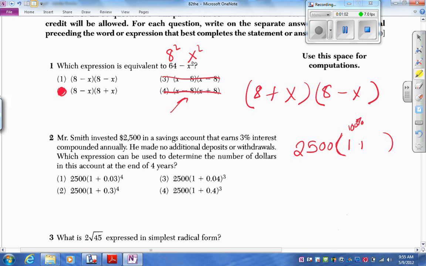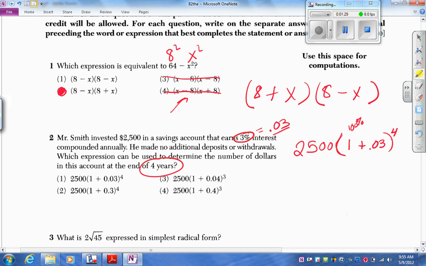We're going to add the interest rate. Well, the interest rate in this case was 3%, but it's not 3, and it's not 0.3. 3%, remember, is 0.03. So that should have made this problem a little bit easier. The only one with 0.03 is choice A. And then we're going to do it for 4 years, and the exponent becomes 4.